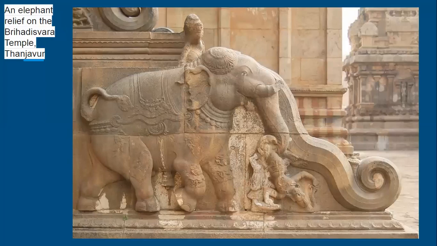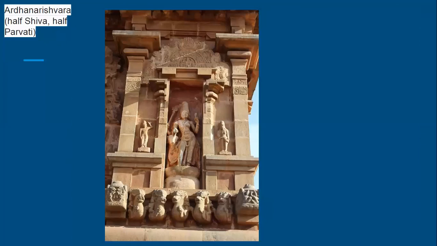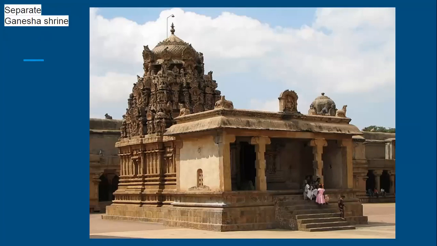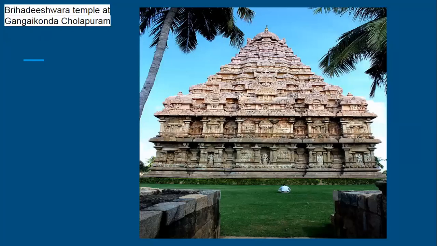This is an elephant relief again on the same temple, Brihadeshwara Temple at Thanjavur. Then this is the depiction of Shiva as Ardhanarishwar, that is half Shiva and half Parvati. All this is in the very same temple. This is a separate Ganpati shrine in the same temple complex. Whatever we have seen were the structures associated with the first temple, Brihadeshwara Temple, built by Rajaraja Chola at Thanjavur. This temple is Brihadeshwara Temple at Gangaikonda Cholapuram, built by Rajendra Chola.